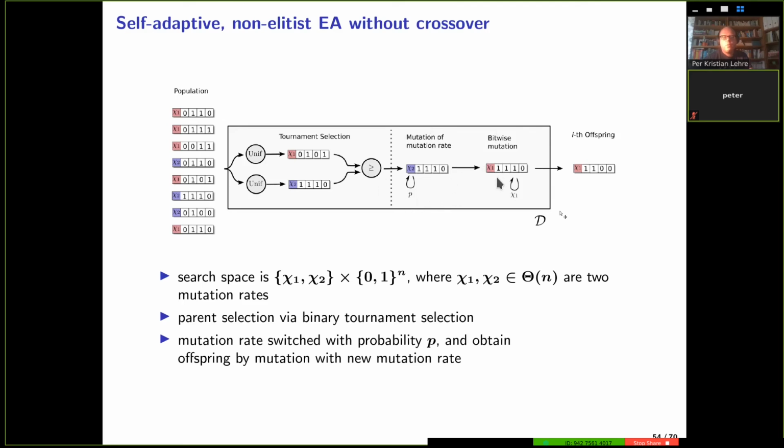Then we apply mutation to the bit string with the current mutation rate, and we get some offspring. Importantly, the mutation rate is inherited by the offspring. So in some sense we're extending the search space. The original search space is the bit string of length n, but we now add also a gene which specifies the mutation rate.